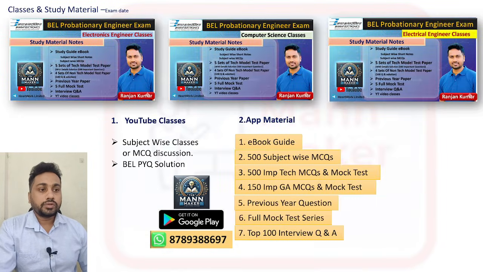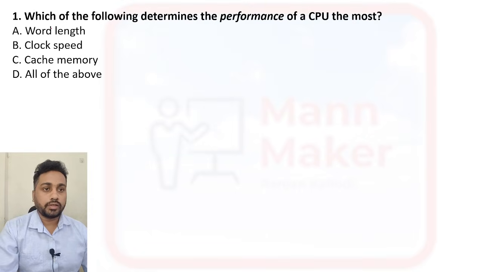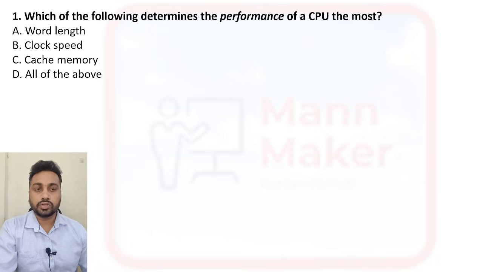Okay, we will start from question number one. All these questions are based on your exam pattern only, the kind of question you are going to get in your exam. Which of the following determines the performance of the CPU most? The performance of the CPU depends on many factors. It depends on word length, it depends on clock speed, and it depends on cache memory.